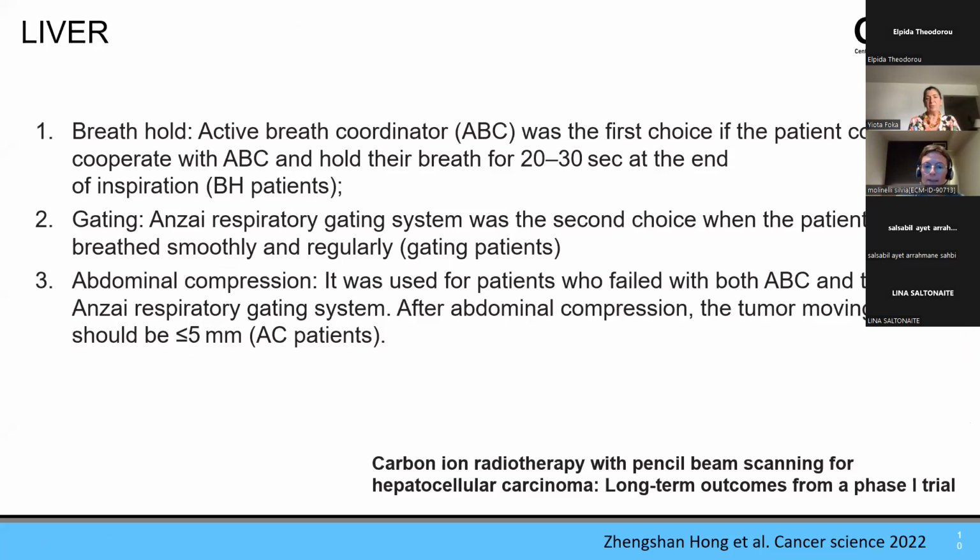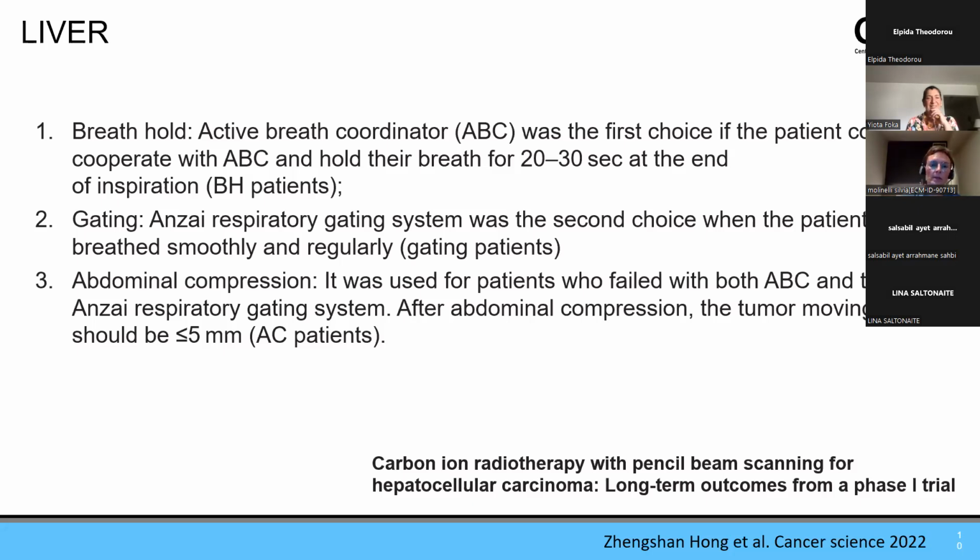What are they doing in Shanghai? In Shanghai, they propose 3 options. So basically, if the patient can hold his breath, the patient is treated with the active breathing coordinator, which is a system that can block the amount of air that you have inhaled, let's say, in the reference position. So it can be blocked in maximum inspiration or maximum expiration, or at a certain point in the middle, but a defined one.